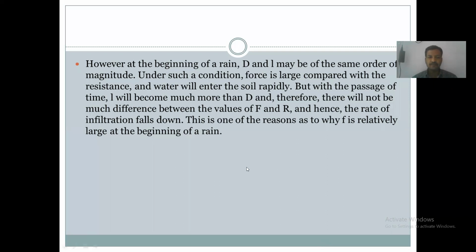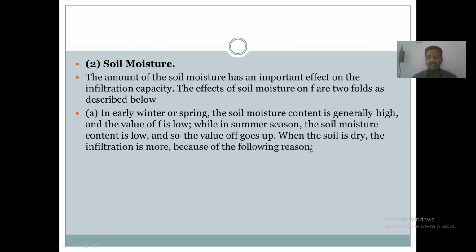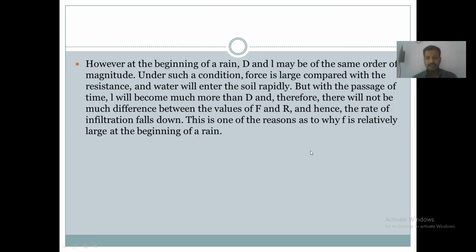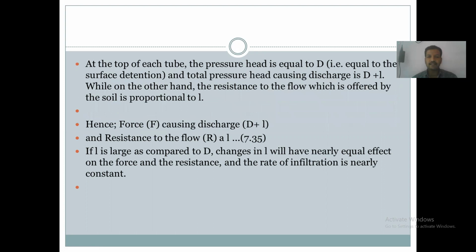With the passage of time, the length will become much more than D. Therefore, there will not be much difference between values of F and R. And after that, the rate of infiltration falls down when the soil is fully saturated. So the infiltration capacity will depend upon the thickness of soil layer and the depth of surface detention.